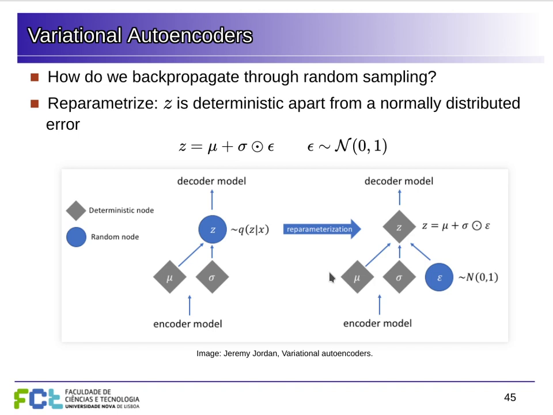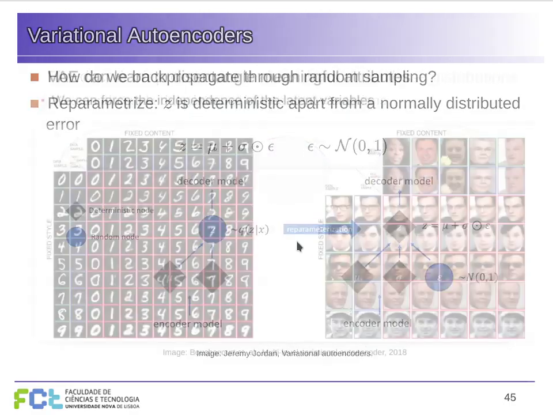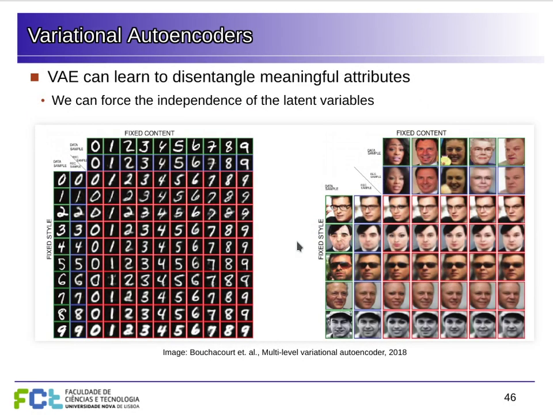So with this reparameterization trick, we can backpropagate through this step here where we are drawing at random from these distributions. And so with variational autoencoders, we learn probability distributions for the different values in the encoding, and then we can play with those and obtain different results.